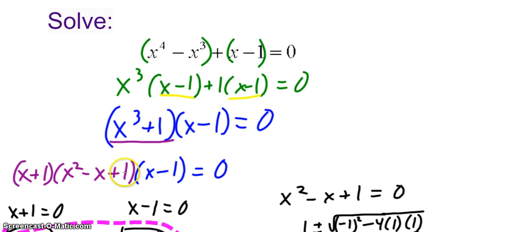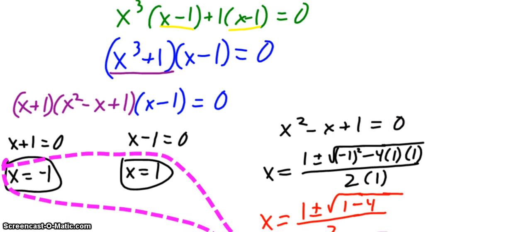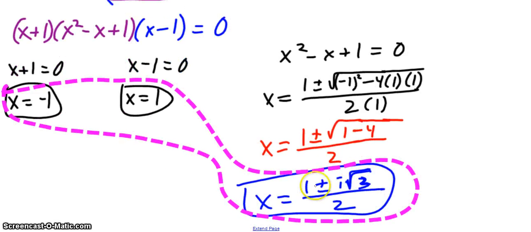Now this is completely factored, so I can set each factor equal to 0. Set x plus 1 equal to 0, I get x equals negative 1. Set x minus 1 equal to 0, I get x equals 1. Set x squared minus x plus 1 equal to 0. I know from the difference of cubes and the sum of cubes that this will never factor, and it will always give me imaginary solutions, but those are still solutions. So I used the quadratic formula in this case: the opposite of b, plus or minus the square root of b squared minus 4 times a times c, all over 2 times a. Simplify, and I get 1 plus or minus i root 3 all over 2.